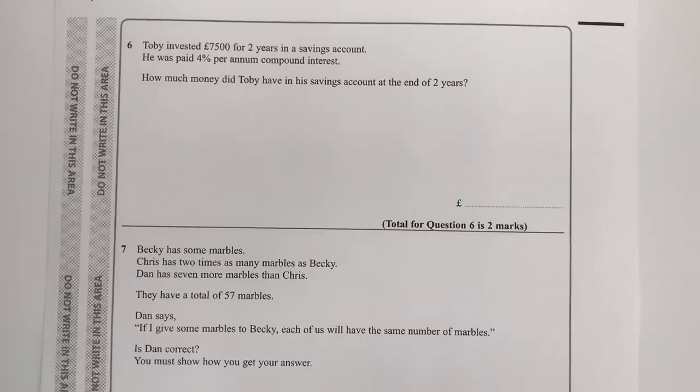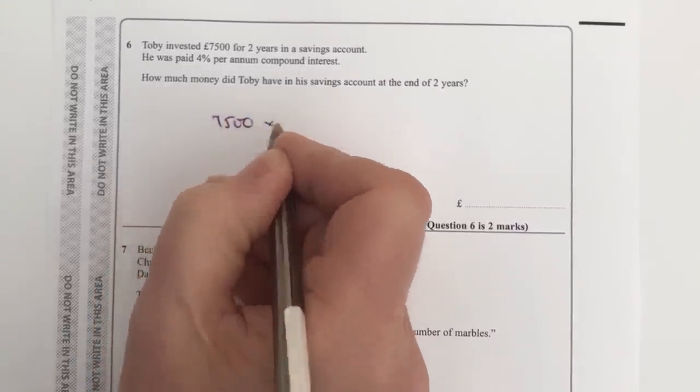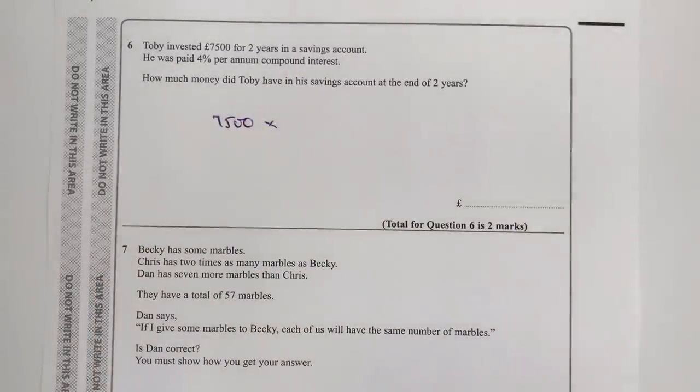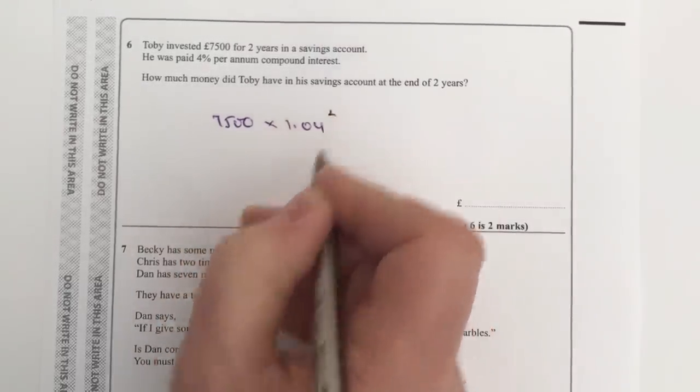Okay, and on this particular one it says that Toby invested £7,500 for 2 years in a savings account, paid 4% per annum compound interest. So there is a formula that you tend to use with these sorts of things. If you're not sure about it, then please do have a look on the channel, and there are some videos. There's a playlist on using compound interest formulas. So that's going to be 1.04 squared.